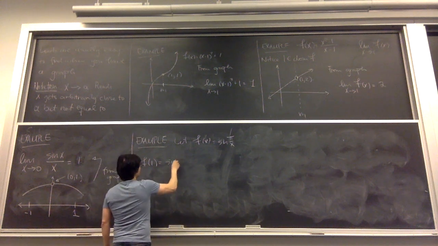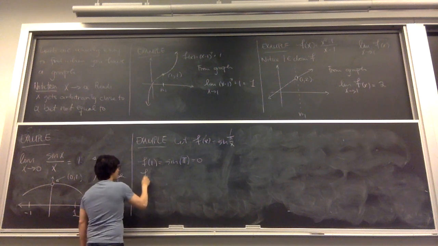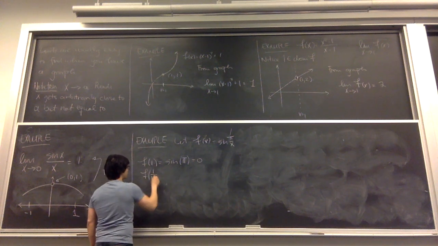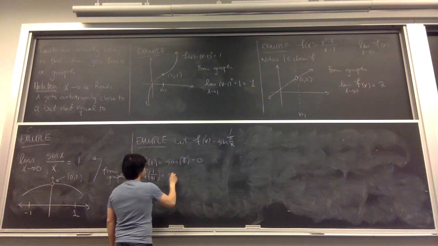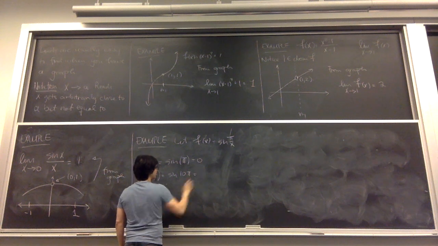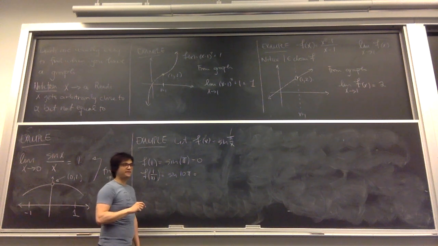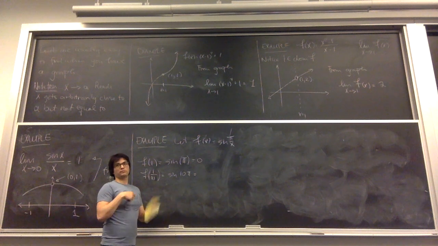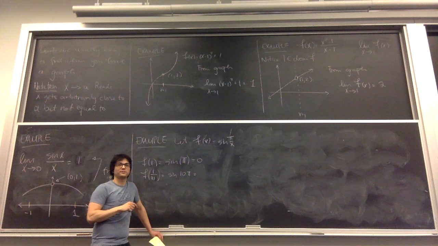Well, that's sine of pi. That's 0. Okay? What about f of 1 over 10? That's going to be sine of pi over 1/10, which is 10 pi, which is, sine of 10 pi is? 0. Where's sine 0?